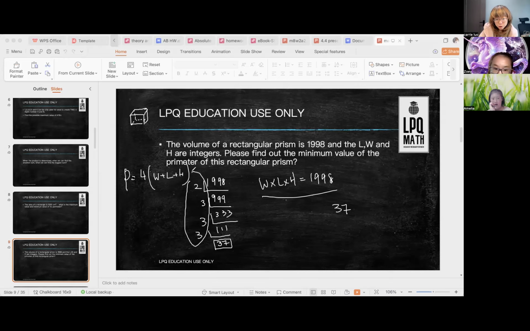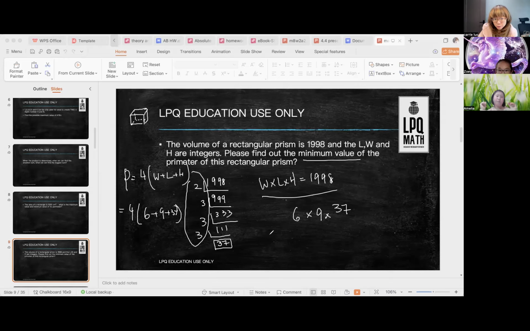So that means I need to make these two similar. So I think there's only one option: 6 times 9 times 37, correct? Okay, so how do we do that? 4 times (6 plus 9 plus 37). So now I want you to immediately tell me what is the biggest value, the maximum value.